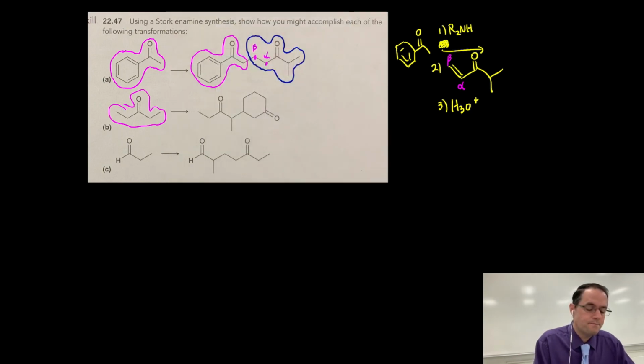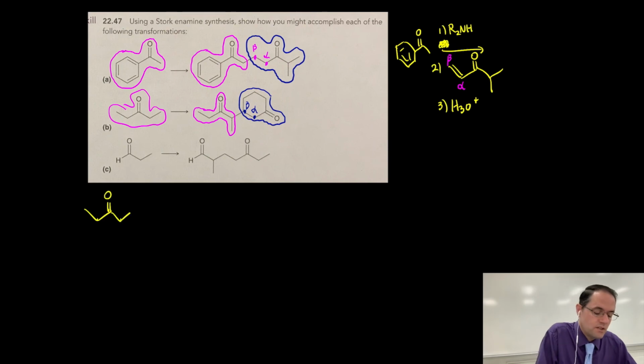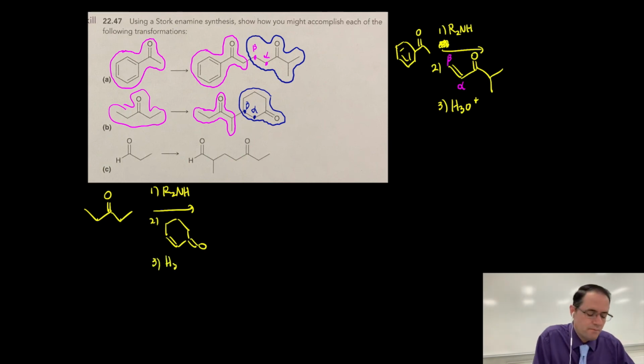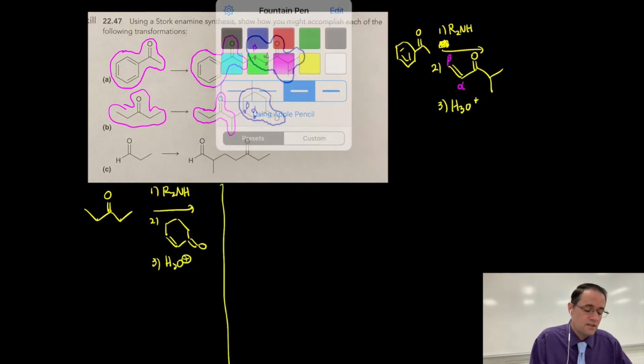Let's do the same thing here. So here's our starting compound. It zigzags down towards the bottom here, but make sure you select all of those carbons. And then in dark blue, we'll circle the remaining carbons. And again, identify the alpha carbon and the beta carbon. So what you'll want to do is take your starting ketone that's given to us. Step one, we want to add the dialkyl amine. We then want to add the ketone here. It's part of a six-membered ring, and we want to make sure we put a double bond between the alpha and the beta carbon, and then do the H3O plus. So that will give us the product there.